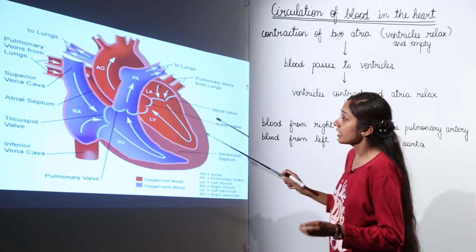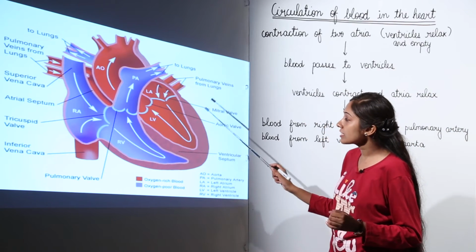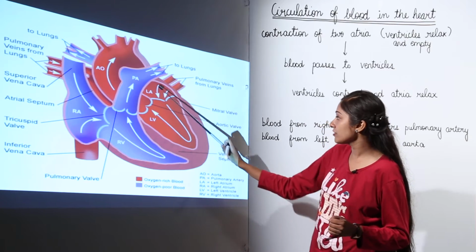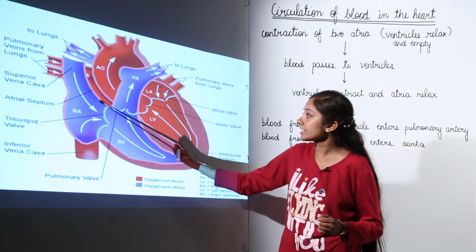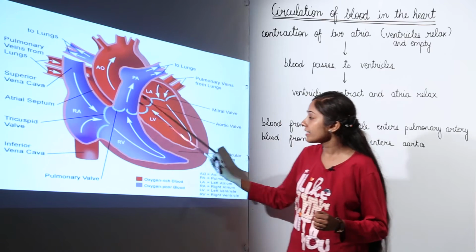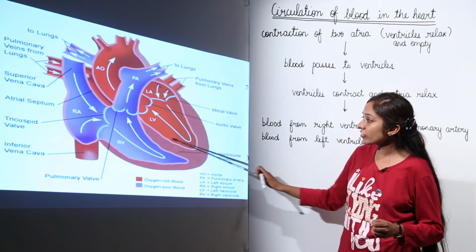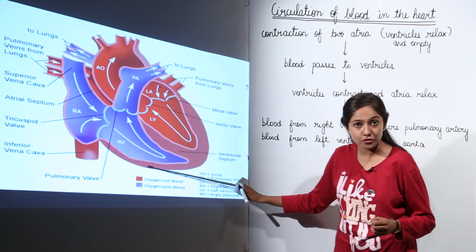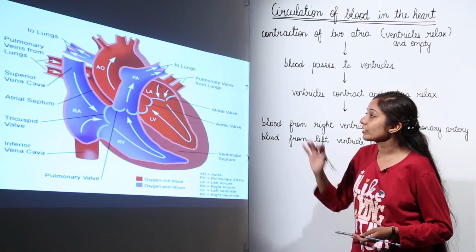Now, just look in the image. You will see that we have 4 chambers. So, this is the left atrium and this is the right atrium, right? Left atrium and the right atrium. And here we have the left ventricle and this is the right ventricle. Just see what is going to happen.